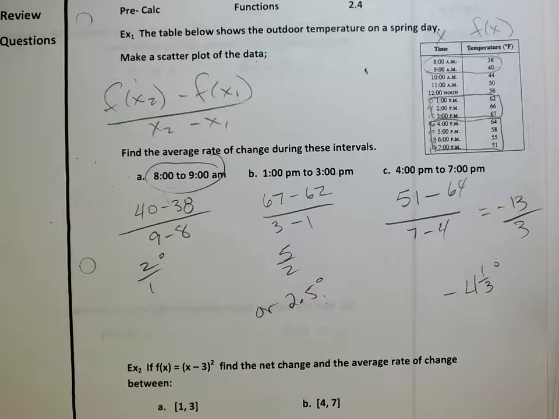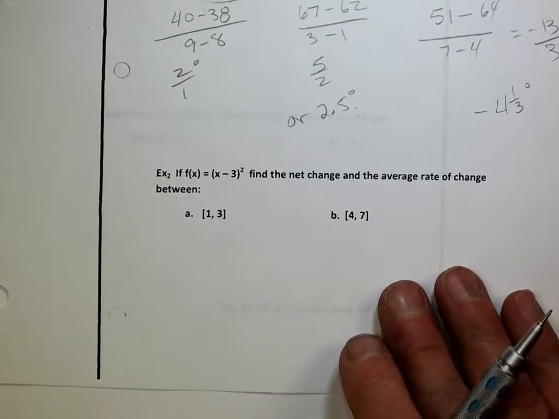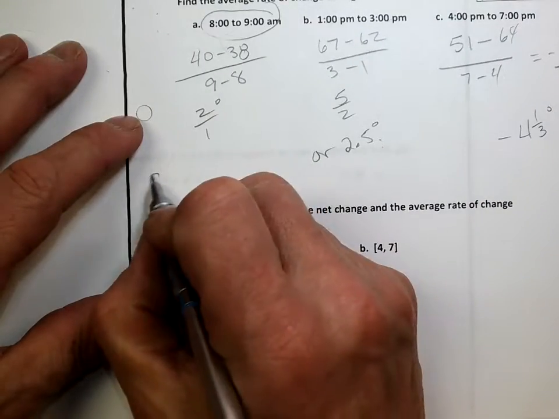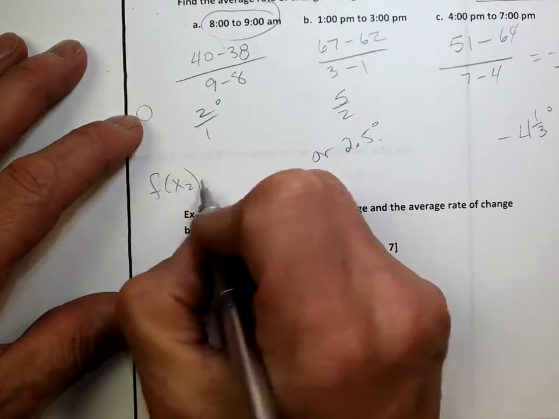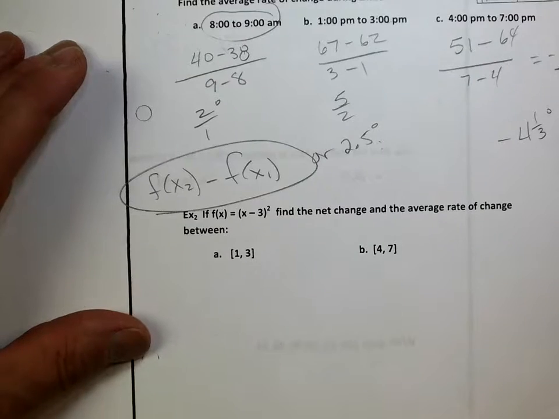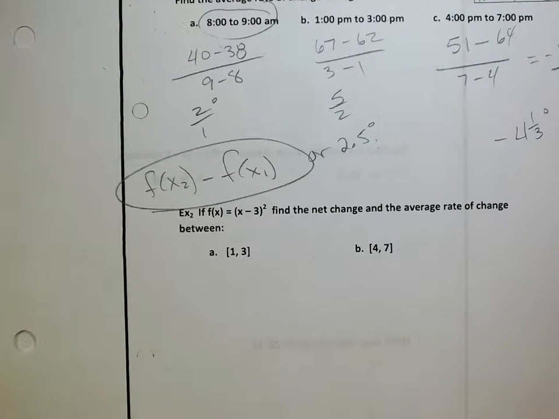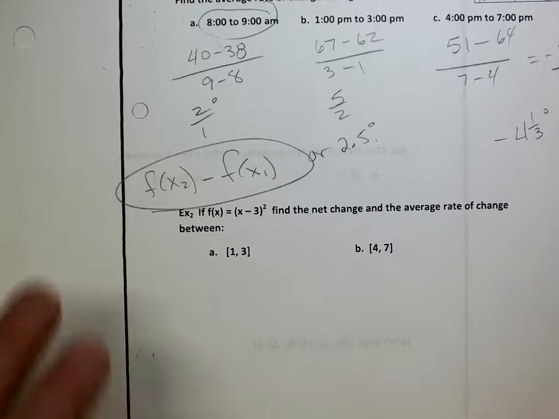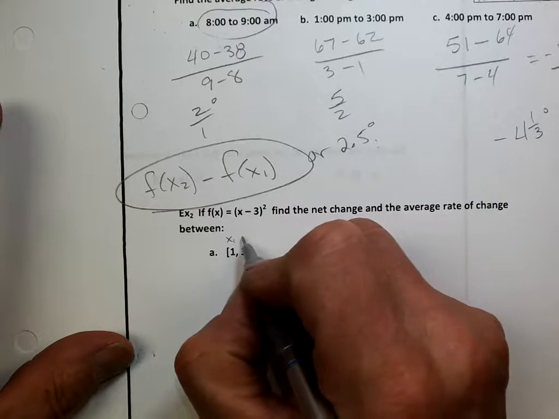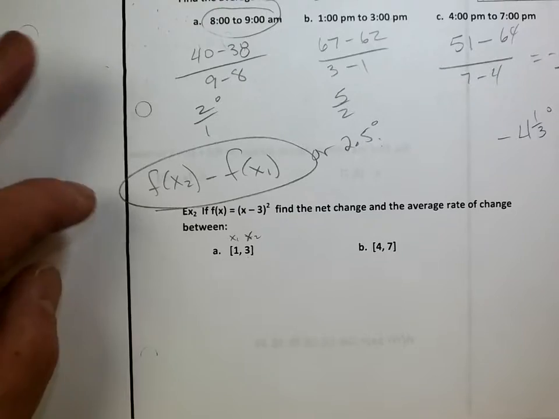All right, example 2. Find the net change. Well, in our reading, we found that net change was simply f of x2 minus f of x1, okay? That was our net change. We're not going to divide. We're just going to say how much did it increase or decrease by. That's all. So to do it, we're going to plug in 3. Here's x1, x2, because it's an interval. We're going from 1 to 3. So we'll plug in our 3 first.